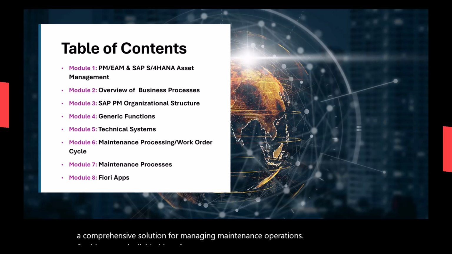So this course is divided into 8 modules. We're going to start with understanding what PM, EAM, SAP S/4HANA Asset Management is all about. Then we're going to move on to Module 2, which is Overview of Business Processes. We shall then look at organizational structure, then move on to generic functions, technical systems. Module 6 is about maintenance processing, and that's around the work order cycle. In Module 7, we're going to be looking at maintenance processes. And in Module 8, we'll spend some time working with Fiori apps.